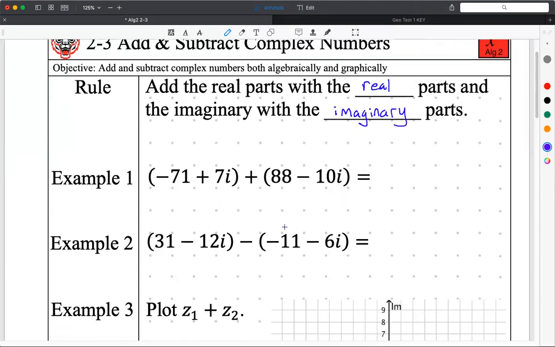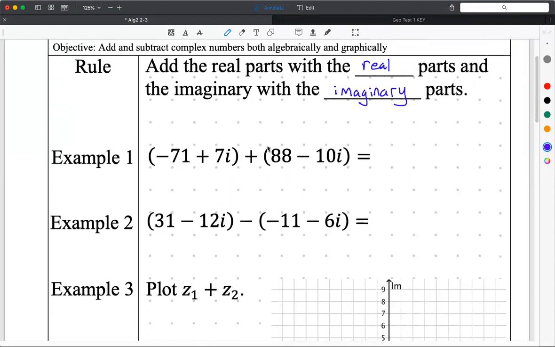So our quick example. This is a nice addition problem, a good way to get warmed up. Who wants to give it a try? Charles, yes.